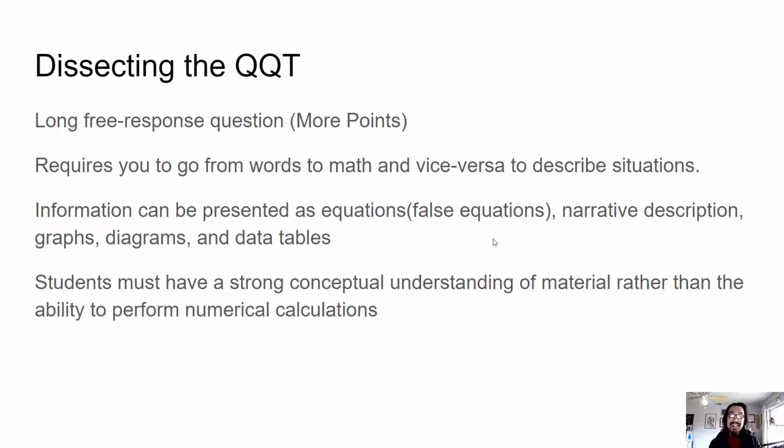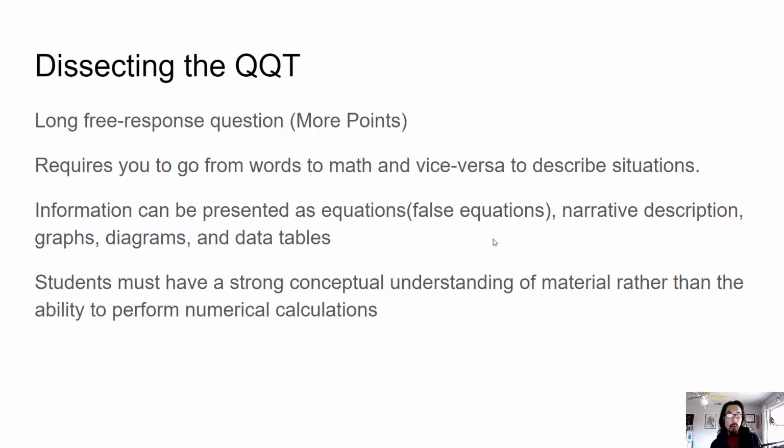There's also this thing called a narrative description, and a narrative description is like a student having a prediction. Then there are graphs and diagrams, and of course there is the data table. So information can be presented in many different ways, and that's what makes these QQTs a little bit more difficult. You have to be very well rounded with your knowledge and your ability to communicate.